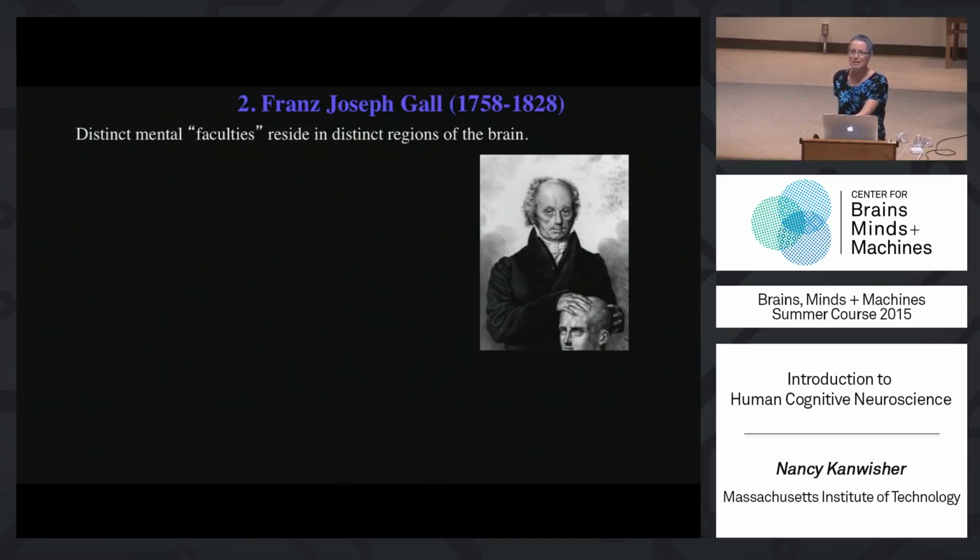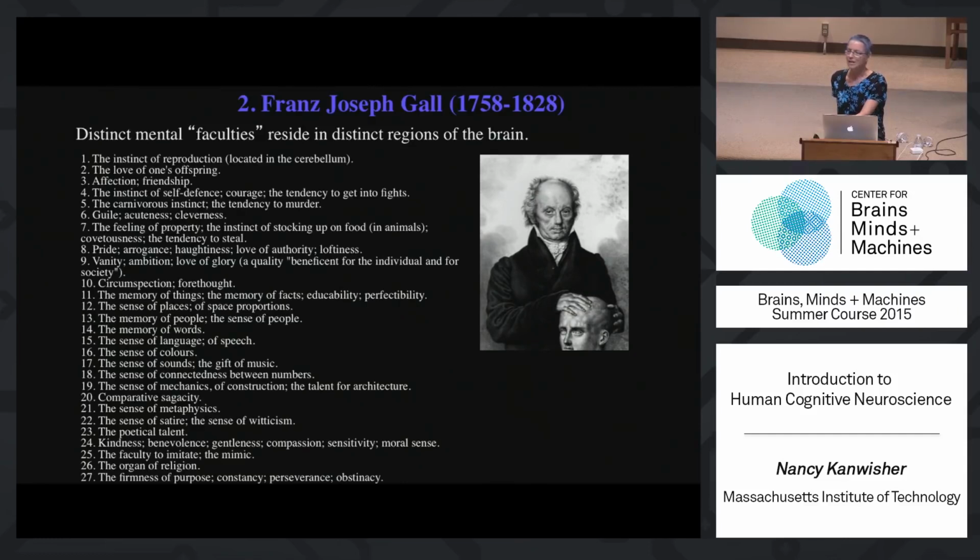He felt the bumps on the skull and tried to relate those to specific abilities of different individuals, and from this inferred 27 mental faculties. My favorites are amativeness, filial piety, and veneration. And so, there's a kernel of the right idea, but kind of the wrong method.